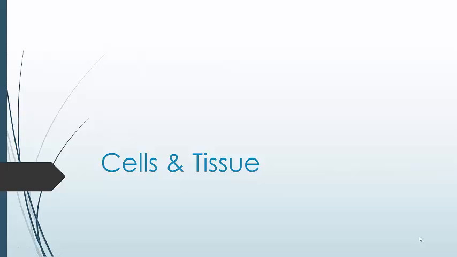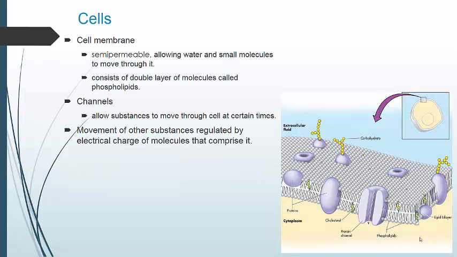Next, we're going to discuss cells and tissue. Life-sustaining chemical processes that take place in our cells mean that they have to have certain structures that allow these processes to happen. So some of these are the cell membrane, the cytoplasm, and the organelles that we're going to discuss. Our cell membrane is semi-permeable, which means water and some small, lesser charged or uncharged molecules can move through it.